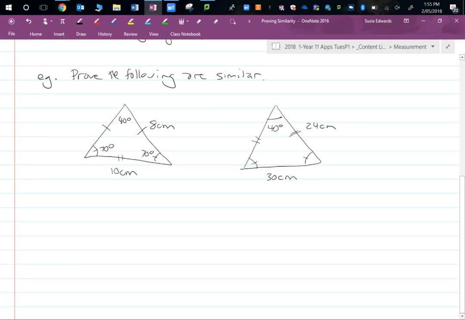All right, so if I say you have to prove these shapes are similar, what do we have to prove? What do we have to show? That all the angles are the same. Okay, so to do that, we always need to have letters on things. So hopefully they'll give you that in the question.